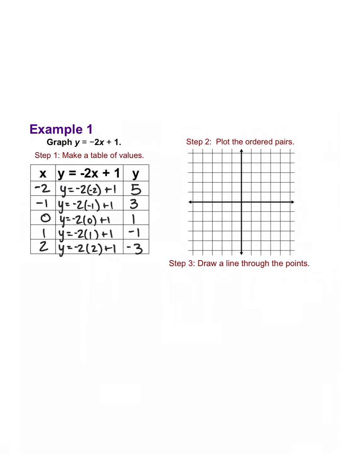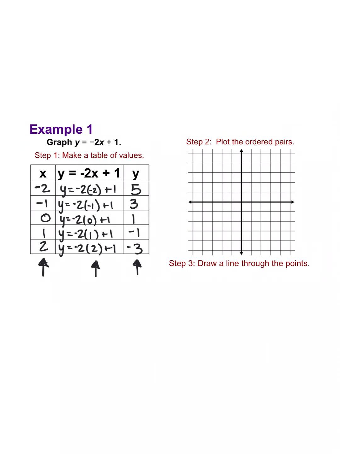I have taken all my x values from this column here, plugged them in for those x values in my equation, used my order of operations, which is multiplication first, then the addition of 1 there, and got my y values, or my output values, in that column.